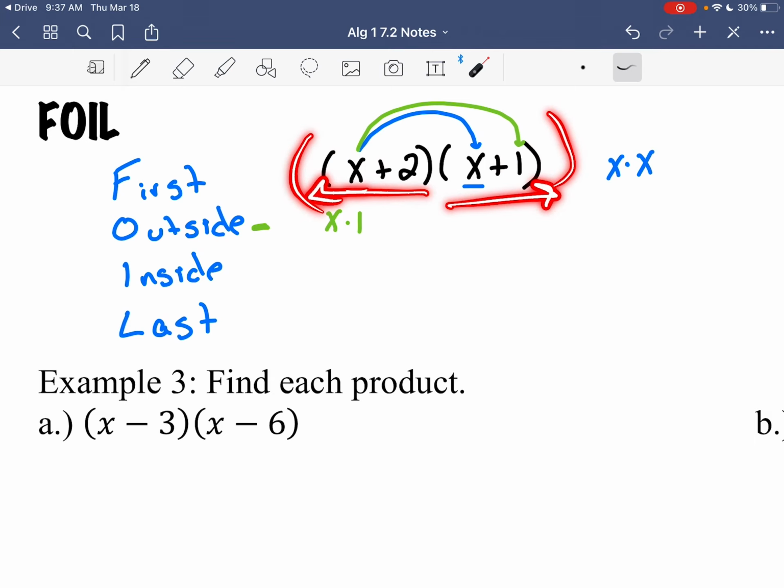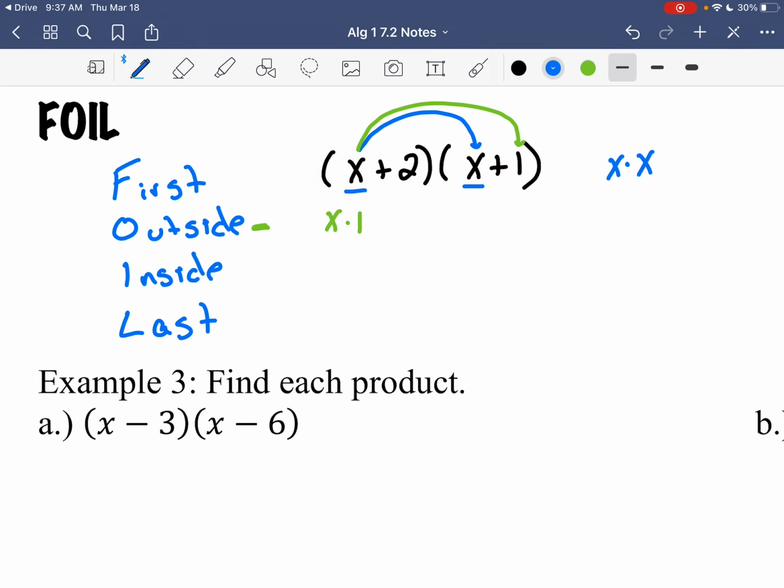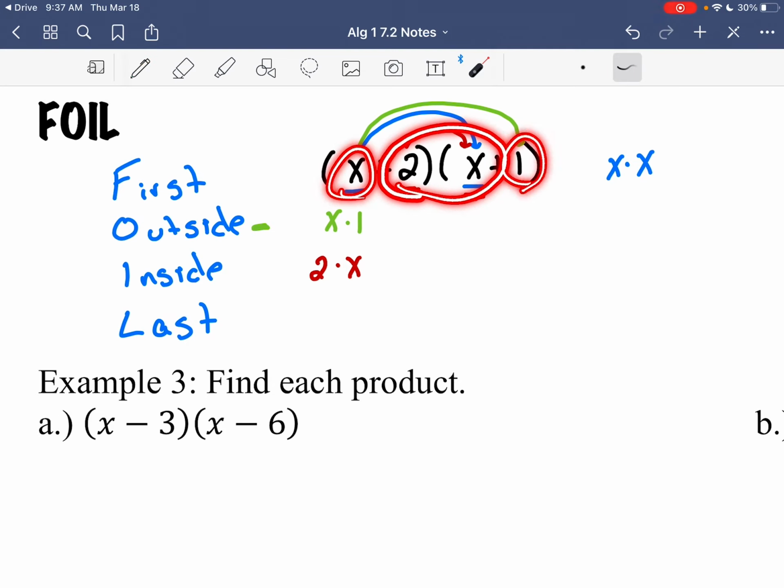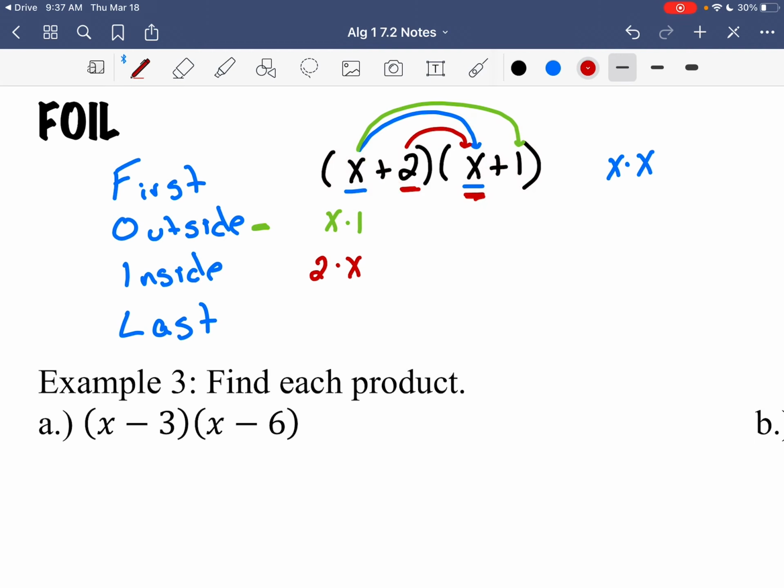Next, if I was doing the distributive property, we multiply the 2 times the x. The 2 and the x are what we call the inside terms because they're both right here in the middle. We have our outside terms, our inside terms. And then last but not least, we would multiply the 2 times the 1, which are both the last terms of the binomials. Again, this is just a way of doing the distributive property.